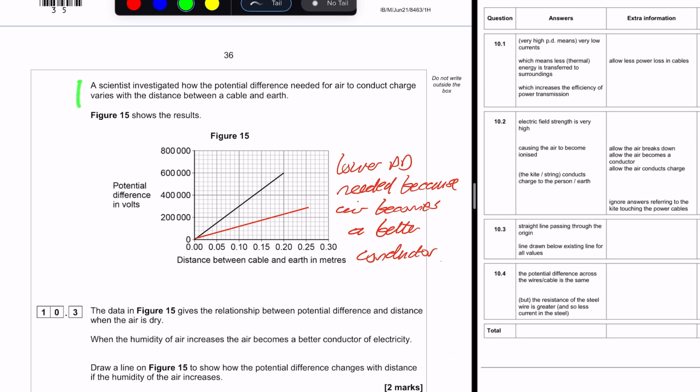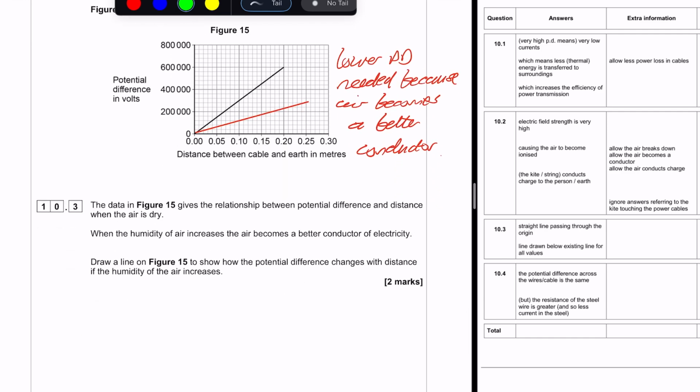The next one, scientists investigated how the potential difference needed for air to conduct charge varies with distance between the cable and air. And what they've given us is the potential difference, 200,000, 400,000, 600,000, 800,000. And then the distance between the cable and earth, and it goes up linearly like this. And then it says the data in figure 15 gives the relationship between potential difference and distance when the air is dry. So this is for dry air. When the humidity, so we're now getting more moisture in the air, increases, the air becomes a better conductor. Water is a better conductor than air. So if you get damp air, it's going to conduct better.